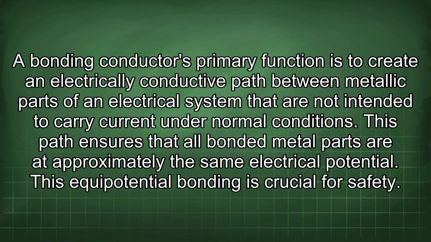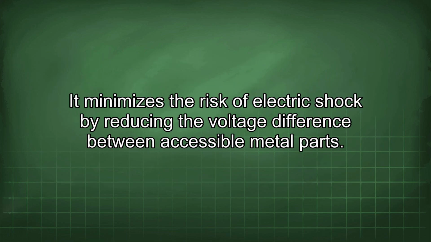A bonding conductor's primary function is to create an electrically conductive path between metallic parts of an electrical system that are not intended to carry current under normal conditions. This path ensures that all bonded metal parts are at approximately the same electrical potential. This equipotential bonding is crucial for safety. It minimizes the risk of electric shock by reducing the voltage difference between accessible metal parts.